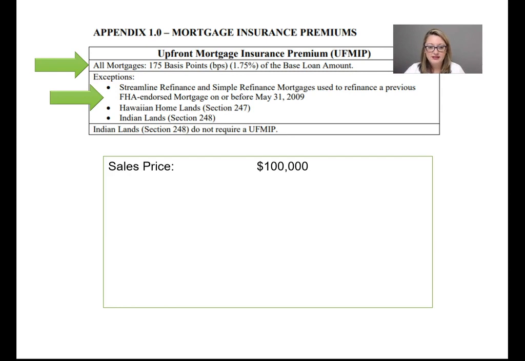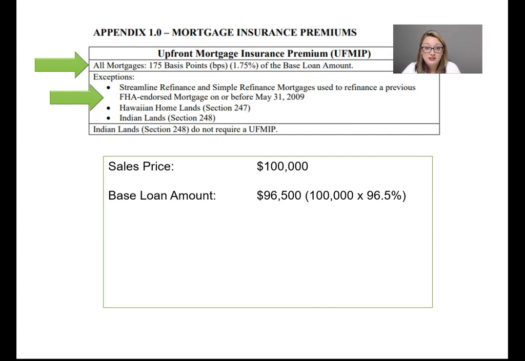So here's a basic example. Let's say you have a sales price of $100,000. You would first calculate the base loan amount. And how you calculate the base loan amount is you just deduct the down payment, which is 3.5%, to get whatever the base loan amount is. So $100,000 times 96.5% would be $96,500.